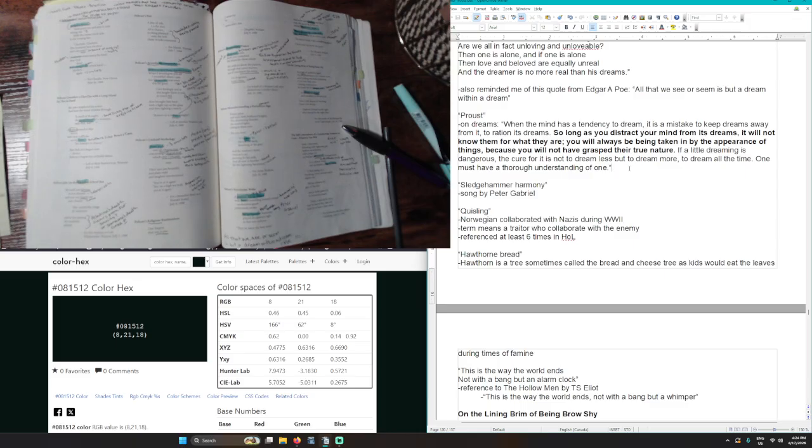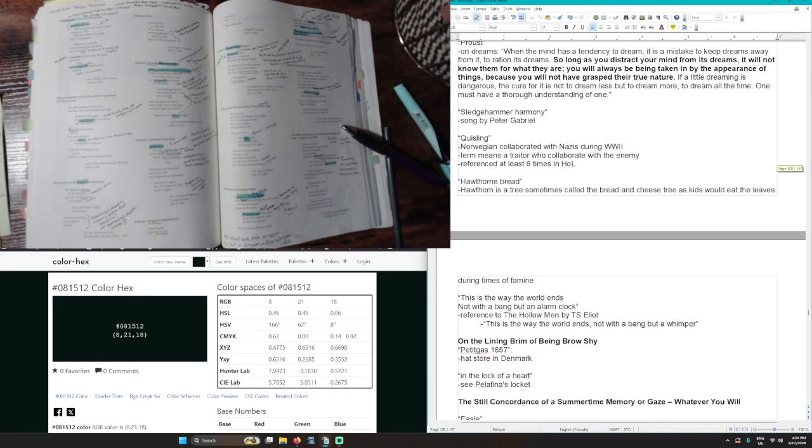We also get a reference to Sledgehammer Harmony, and I thought that might be a reference to the song by Peter Gabriel. Maybe, possibly. Repeatedly throughout the poems and throughout House of Leaves, we get a reference to this guy Quisling. He was a Norwegian who collaborated with the Nazis during World War II. So it's a term that's come to mean traitor, someone who collaborates with the enemies.